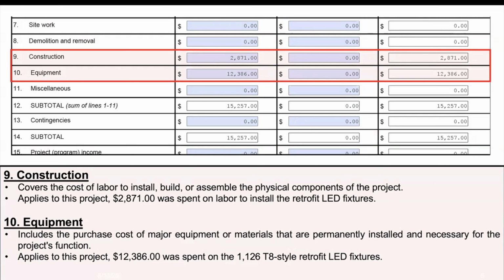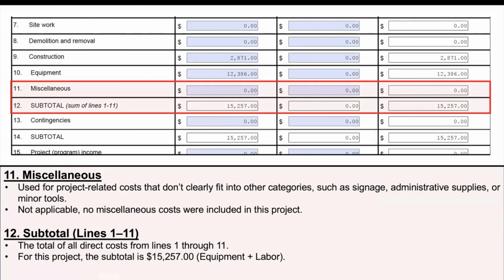Line 10 is for equipment costs. This line covers the cost of materials or equipment. In this project, we spent $12,386 on 1,126 T8 style retrofit LED fixtures. Line 11 is for miscellaneous costs. This is a catch-all for small costs that don't fit elsewhere. In our case, we left this blank.